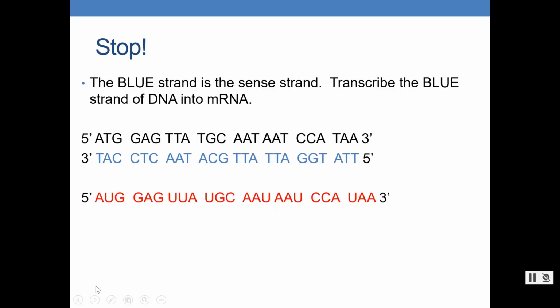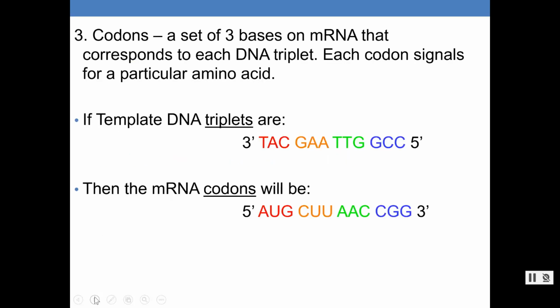Do not confuse the term triplet with the term gene. A triplet corresponds to a codon, which corresponds to 1 amino acid. A gene, you remember we defined gene as a segment of DNA that encodes for a protein. A protein is made up of multiple amino acids. So a gene is going to be a bunch of triplets together that correspond to the codons, which is going to correspond to a protein.